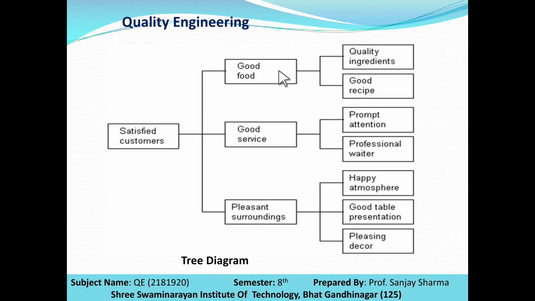Now how to organize good food? For that, the secondary stage is quality ingredients and good recipe. The second is good service, so prompt attention and professional waiters. And third is pleasant surrounding: happy atmosphere, good table presentation and pleasing decor. If we achieve all these things, then the customer is satisfied. So this is our objective, satisfying the customer. With this example, I hope it is clear to you all how the tree diagram works.